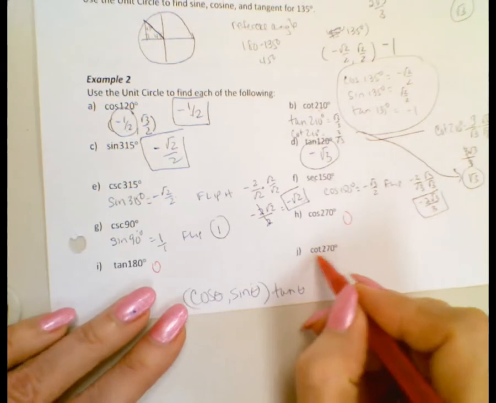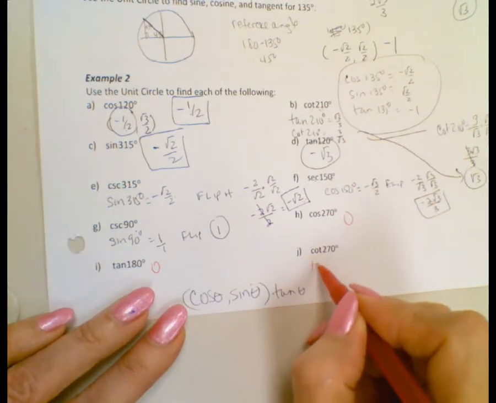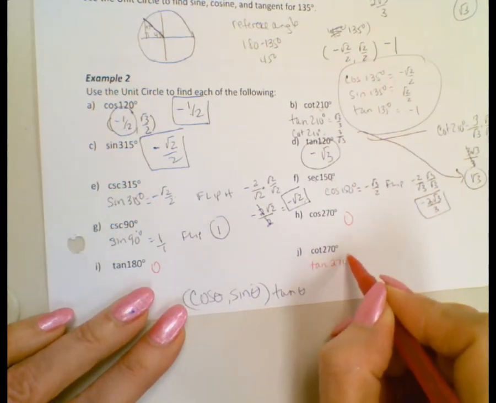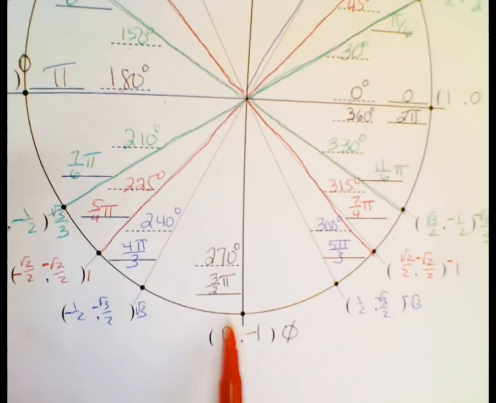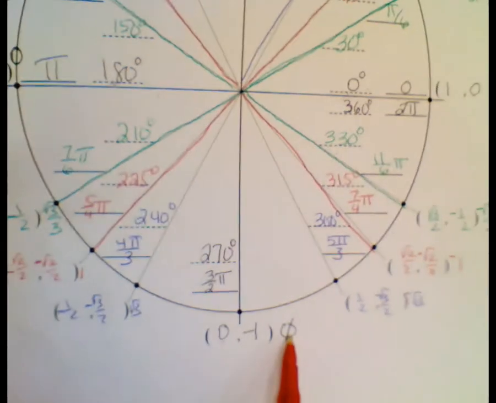Cotan of 270. Well, this is not one of our 3 main ones. So we're going to find one of the main ones that go with cotangent. The reciprocal of cotangent is tangent. So we're going to find tangent of 270. This is 270 right here. So the tangent of 270 is undefined.